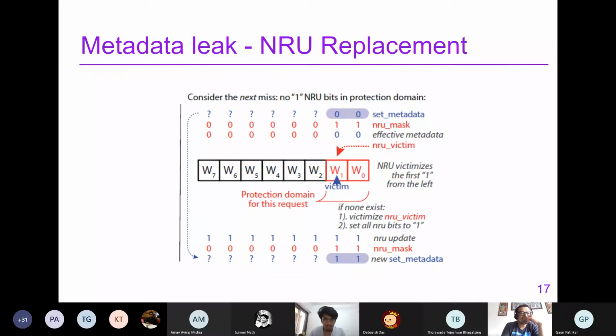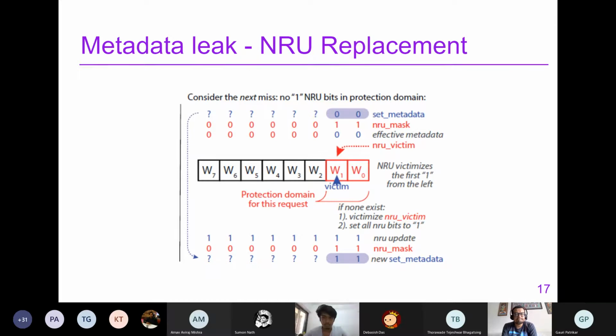And again, if there is another miss here, but all the bits are zeros, then what the NRU replacement policy does is that it evicts the leftmost way, and it sets the metadata for all the other ways to 1. That is what is happening, but we can see in this case also that the other protection domain does not get affected because of this.